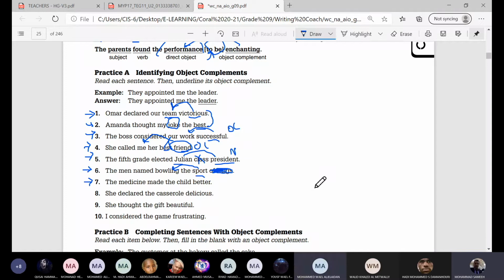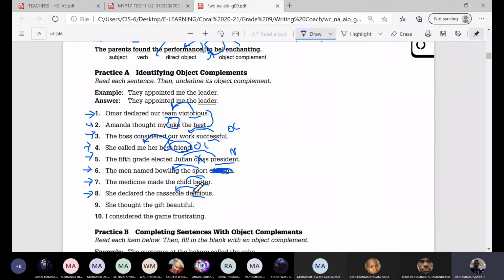The medicine made the child better. Better? Excellent. Yes, it's an adjective describing child. Mister, can I do number 8? Who is it, Abdurrahman? Yes, Mister. Sorry, Abdurrahman, go ahead. Delicious. It's delicious. Yeah, the adjectives are so clear, right? And easy to deal with.